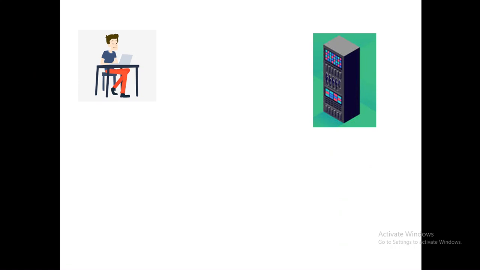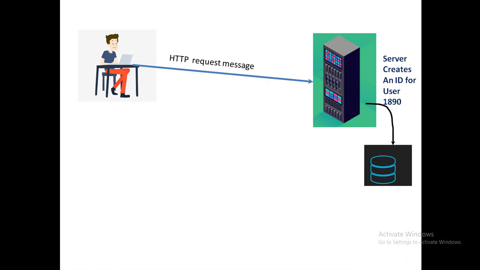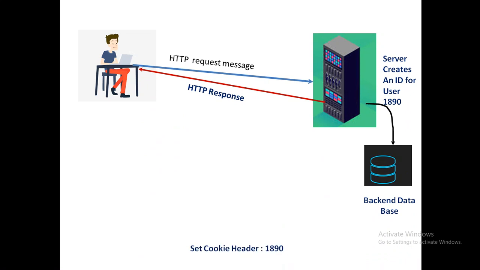The interaction goes like this. Mr. X wants to interact with an e-commerce site, say the Amazon web server. His browser sends an HTTP request message. Being an e-commerce server, it creates an ID for the user, an arbitrary example is given here, and it gives an ID number of 1890. It is usual for an e-commerce server to generate an ID number and store it in its backend server, and it sends the response message immediately with a Set-Cookie header containing the ID generated just now, upon receiving the request.